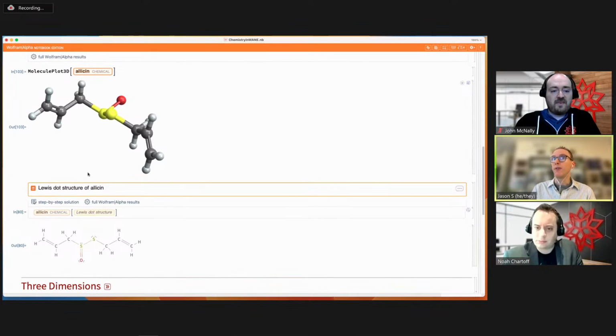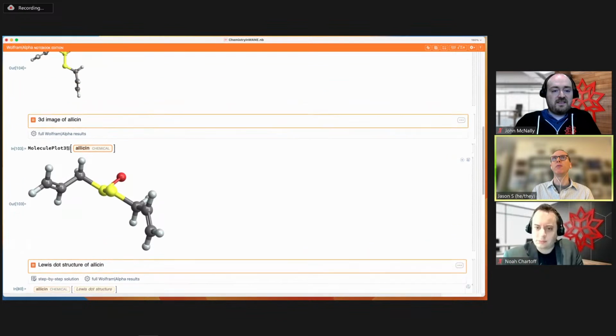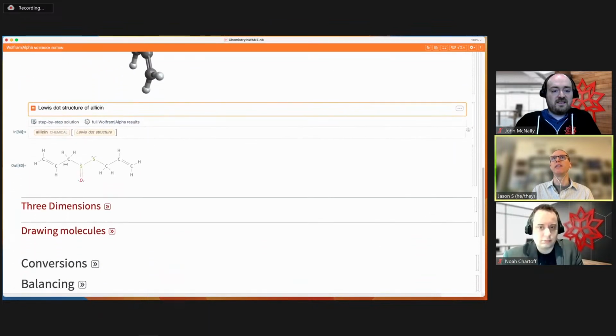So the other fun thing is that we have Lewis dot structures. Now this doesn't go through the molecule plot function. These are stored in the entity system, but you can just ask for the Lewis dot structure of your molecule, in this case allicin, and then we get the classic structure.